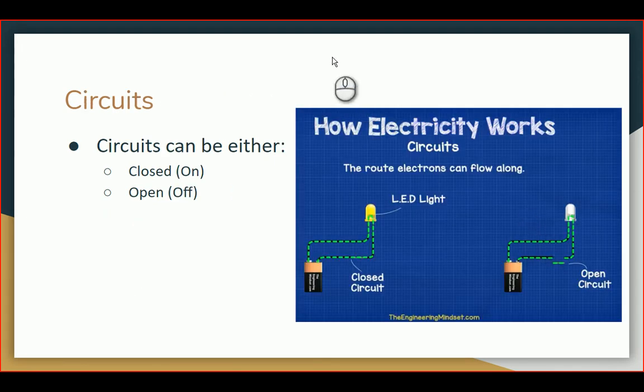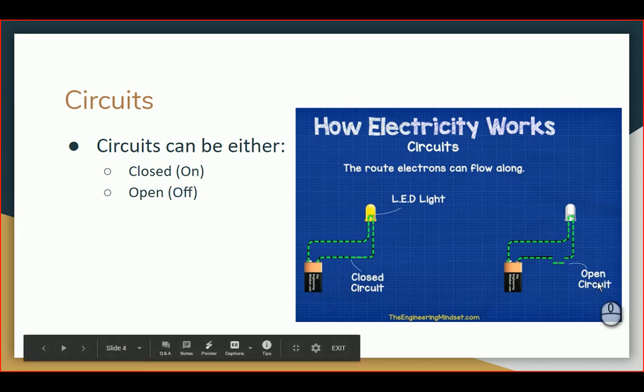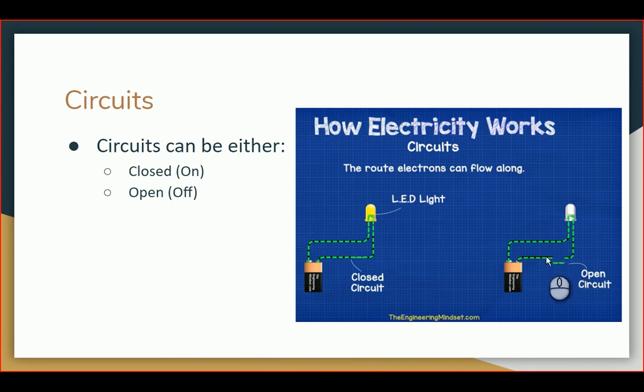So circuits. Circuits can either be on or off. You can see in the closed circuit, the electricity can actually flow from one side of the battery to the other. In an open circuit, it's off because the electricity is blocked. There's no continuous path for the electrons to take.